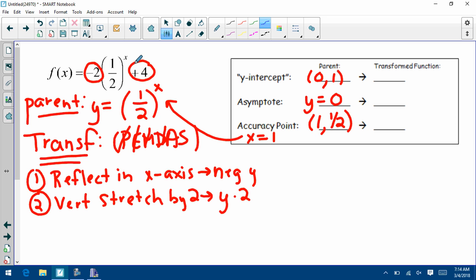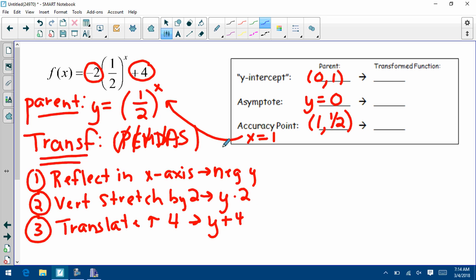Add, subtract is last. +4 is being added on to the end. So what does that affect? That's a translate up 4. And that also affects the y's, y +4. So these are the steps that I have to apply. You see nothing's happening to the x's, so that 0 is going to stay 0. But we're going to have to negate the 1, so -1 times 2 is -2 plus 4. -2 plus 4 is 2.